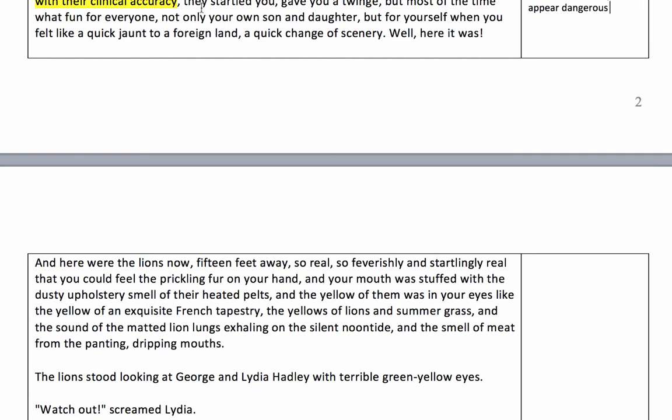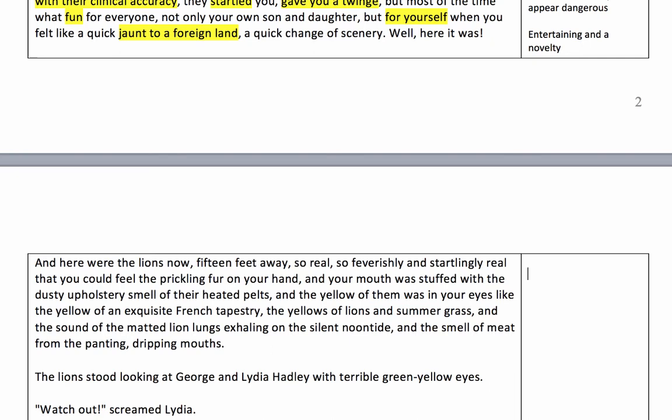So he admits that the rooms may startle people, surprise people, give you a twinge, make them uncomfortable, make them awkward. But most of the time, he thinks, what fun for everyone, not just the son and daughter, but for yourself. So the room is not just for his son and daughter, but also a treat for him, a quick jaunt to a foreign land. So you can say that he finds it entertaining and a novelty. Novelty means that it's something new.